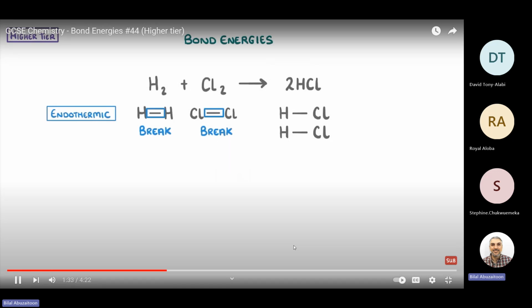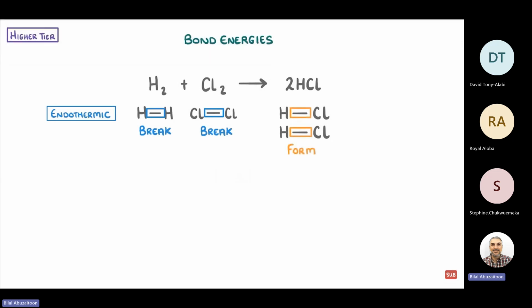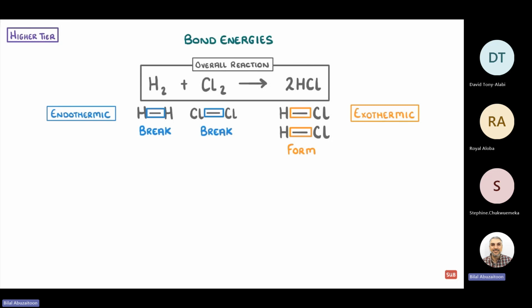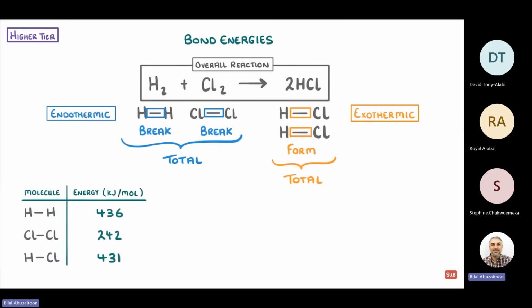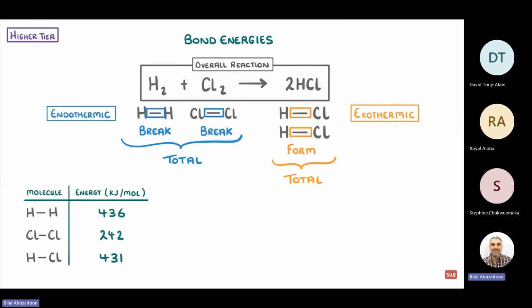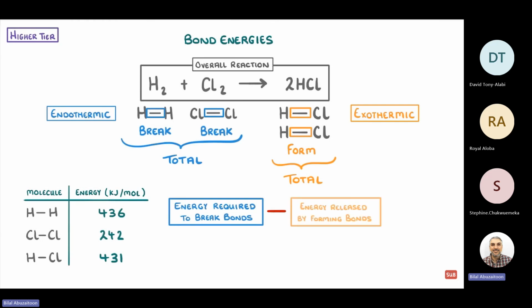On the other side, we form 2 hydrogen-chlorine bonds, which release energy and so are exothermic processes. To determine if the overall reaction is exothermic or endothermic, though, we have to compare the total amount of energy required to break these bonds to the total amount of energy released when these bonds form. In an exam, you'll normally be given a list or a table with all of the bond energy values that you'll need. To work out the overall energy change, we do the energy required to break bonds minus the energy released.